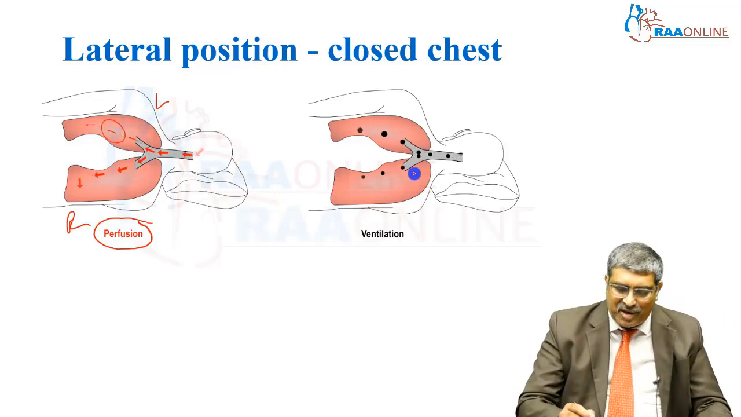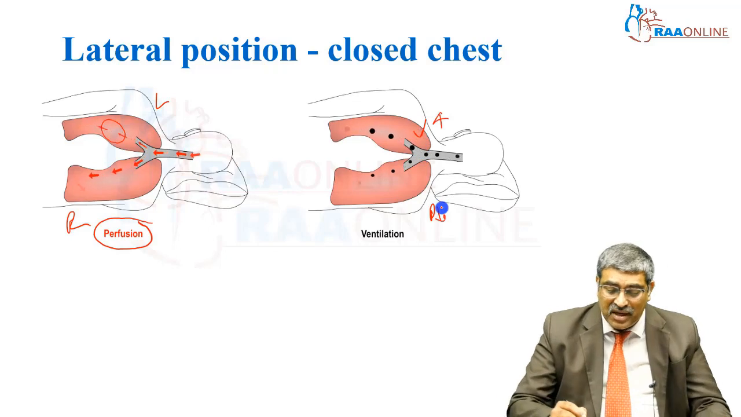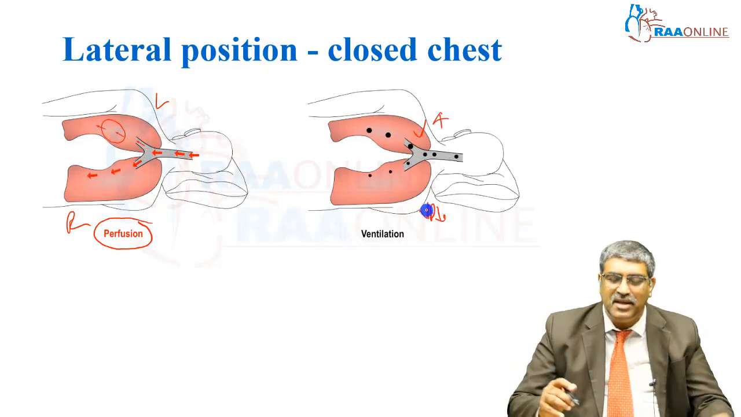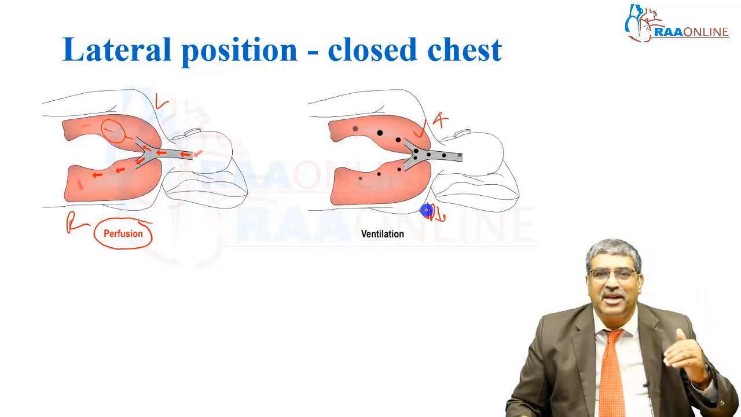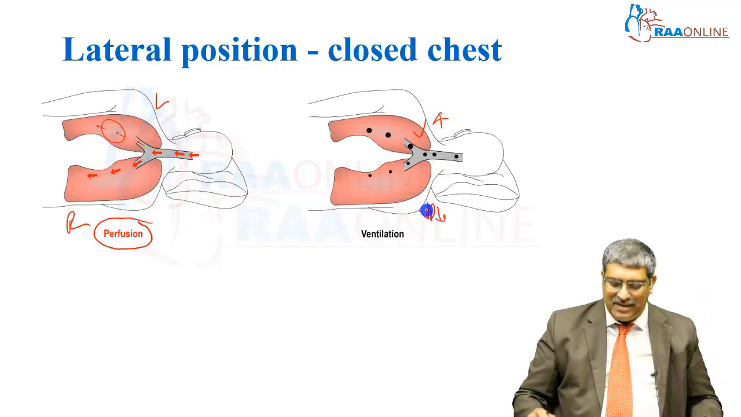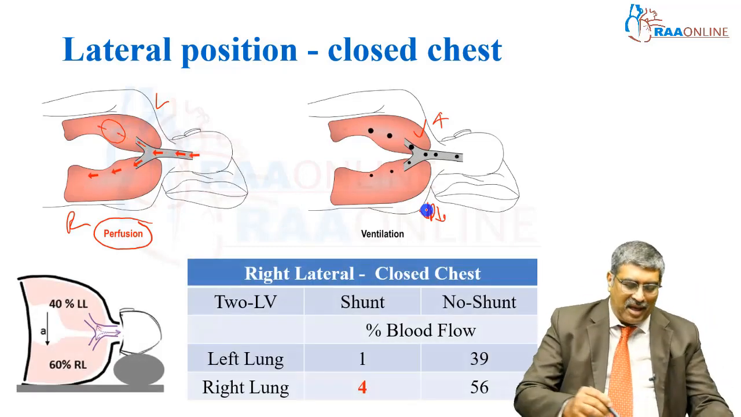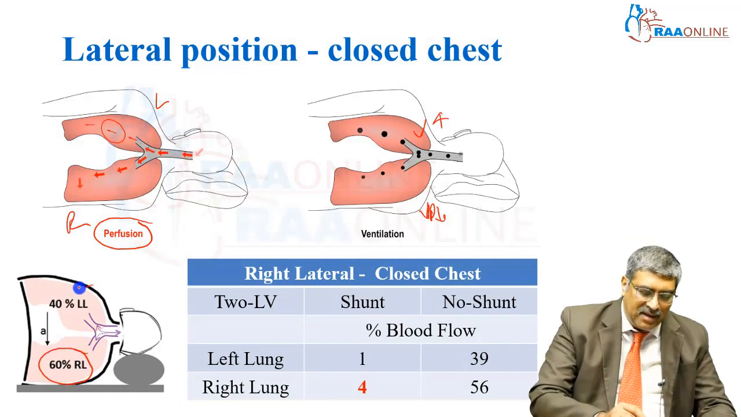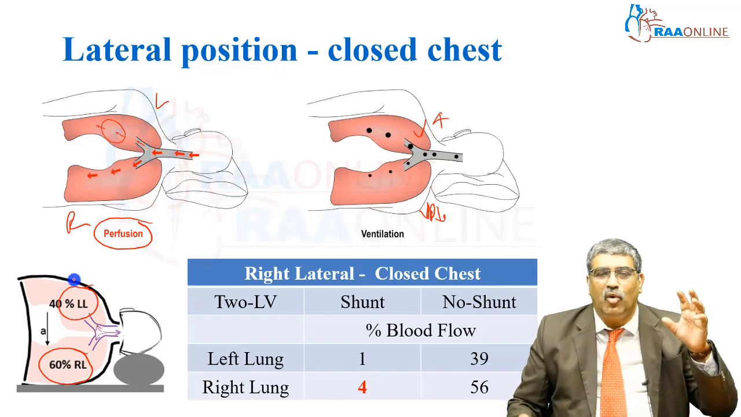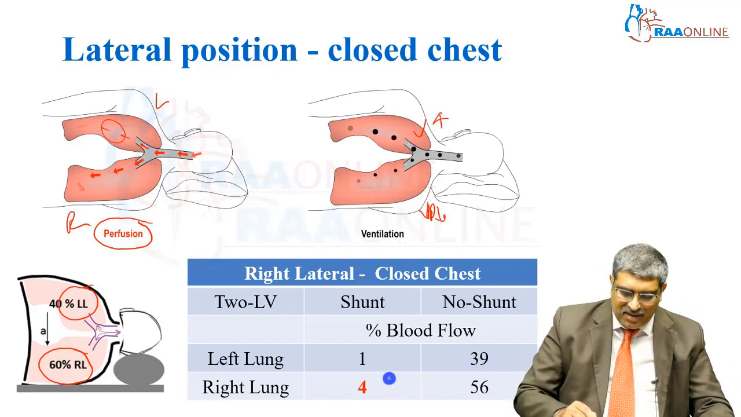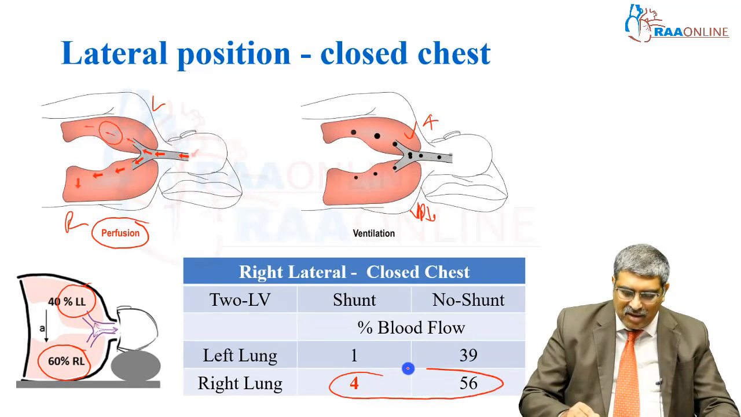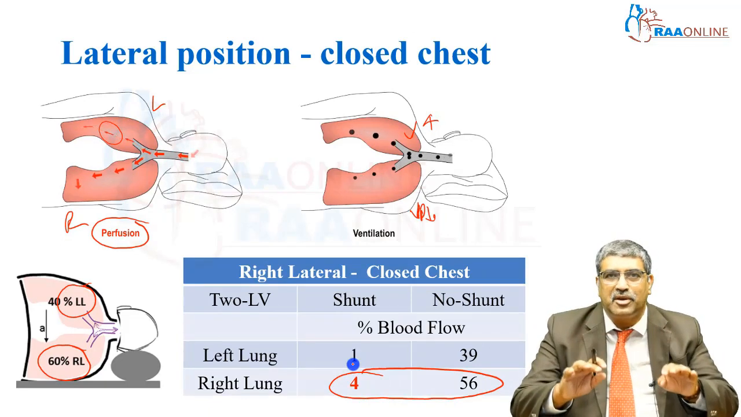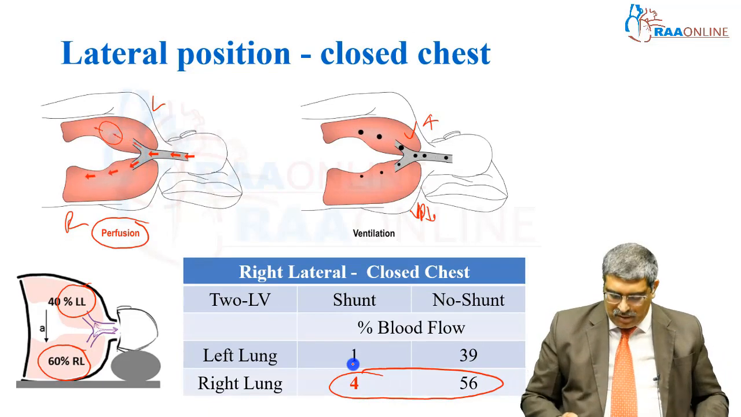But with regard to ventilation, here you can see the ventilation in the non-dependent lung is going to be better, but in the dependent lung, the ventilation is going to be slightly less. So, what is going to happen here? The right lung is going to receive more blood flow and the left lung is going to receive more ventilation. Here, the dependent right lung contributes more to shunt, and you can expect a little bit of saturation to come down.